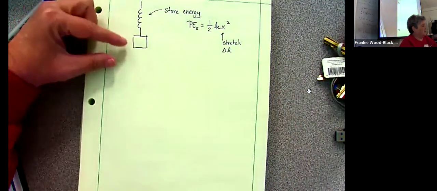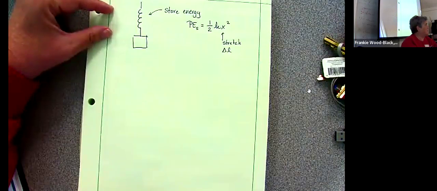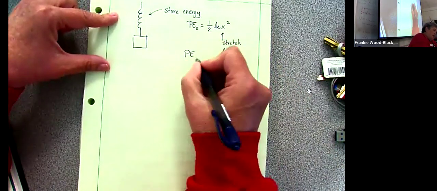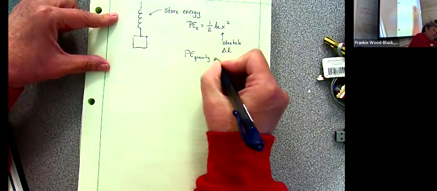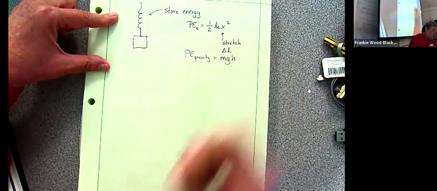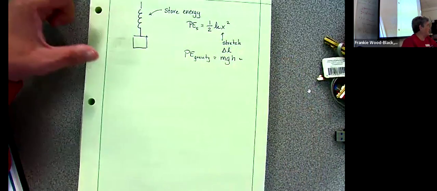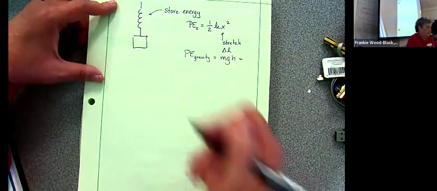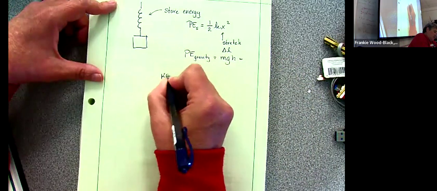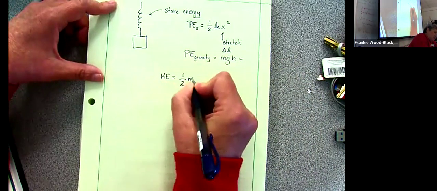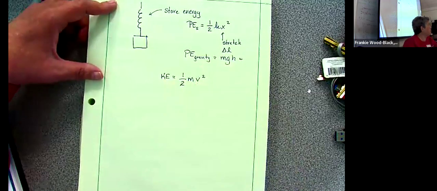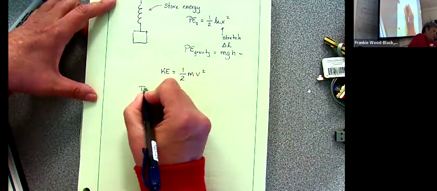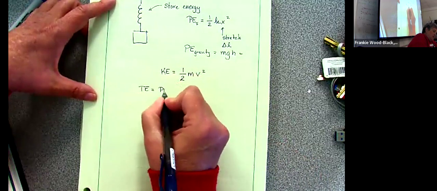My other potential energy is if I put a mass on the table and all of a sudden the table disappears, it's going to fall. I have positional potential energy, and that's my potential energy due to gravity. That's equal to mgh, where h is the height off the floor. Then we have kinetic energy, and just to remind everybody, that's 1/2 the mass times the velocity squared. Now, conservation of energy says the total energy of my system is going to be the sum of all of these energies.